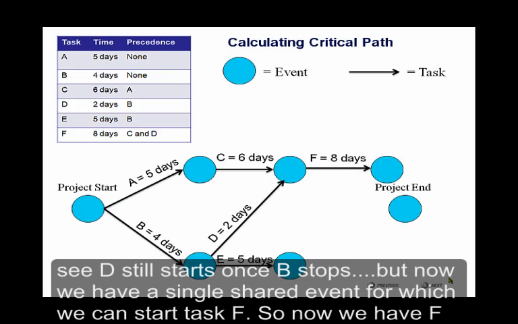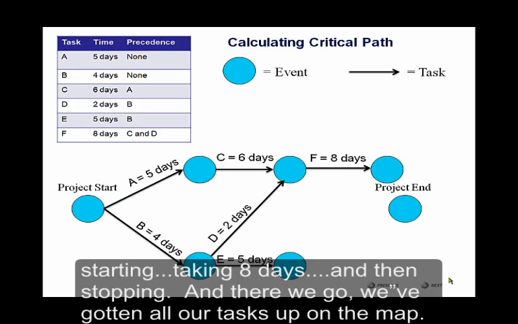So as you can see, we now have F starting. It takes 8 days and then it stops. It starts at the point where C and D finish. And there we go. We've gotten all our tasks up on the map.